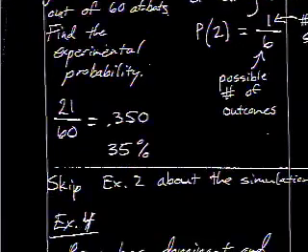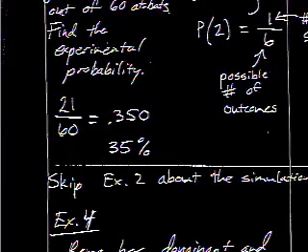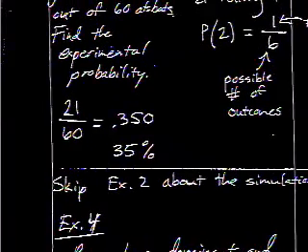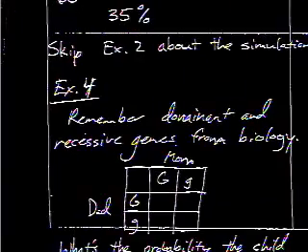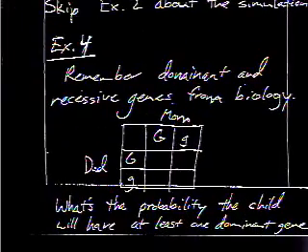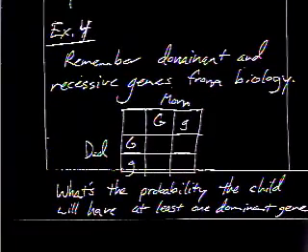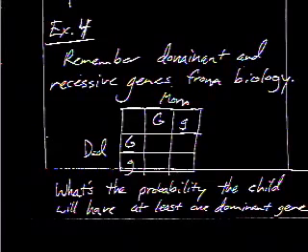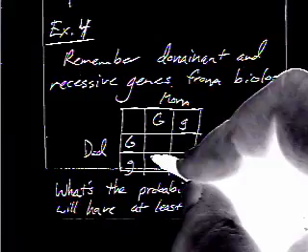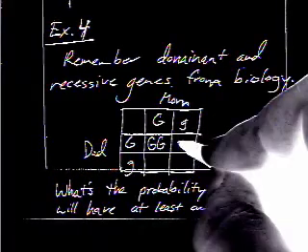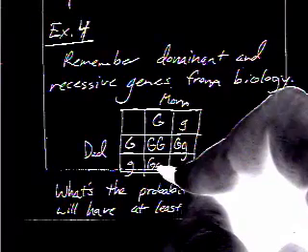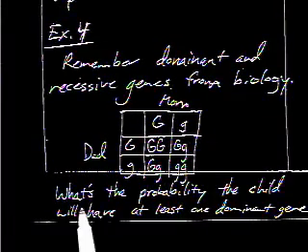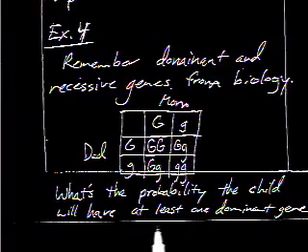We are not going to do example 2, so you can skip example 2, and we can go right to example 4. Remember in biology the dominant genes and the recessive genes? Well, if mom has one dominant and one recessive and dad has the same, then we can make one of these charts. I don't know if they call them Punnett squares or whatever they call them. Okay, so we can fill it in and we can find out what the probability is. What's the probability the child will have at least one dominant gene?